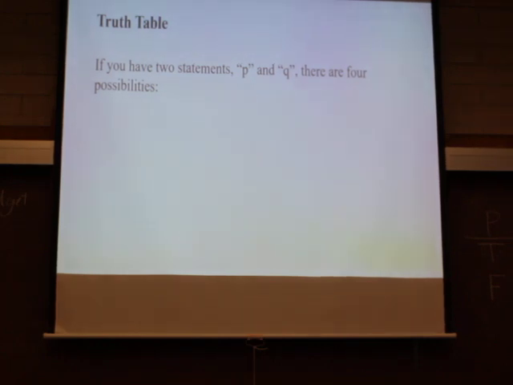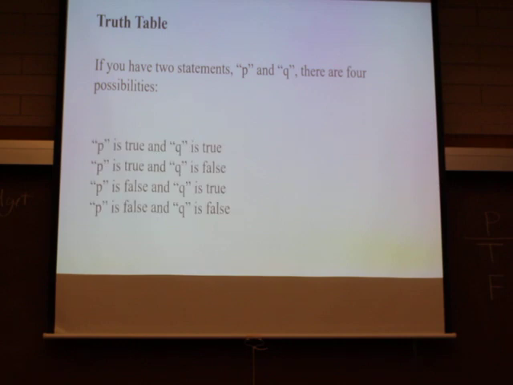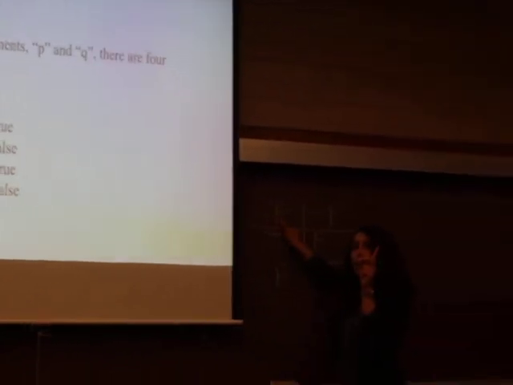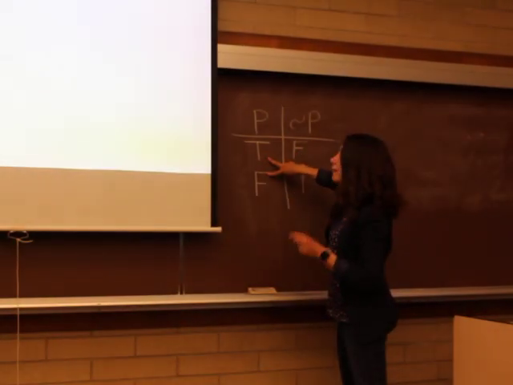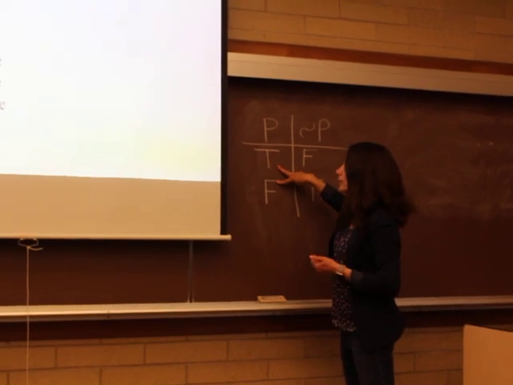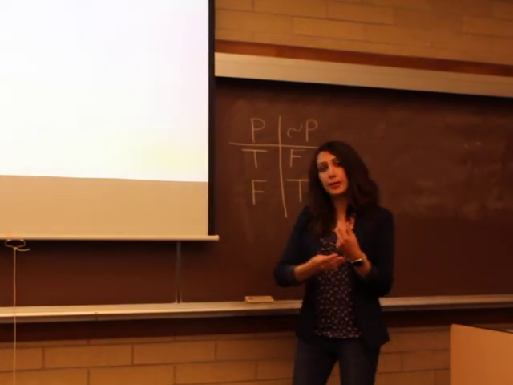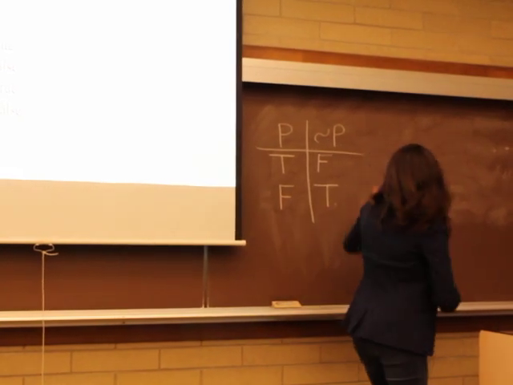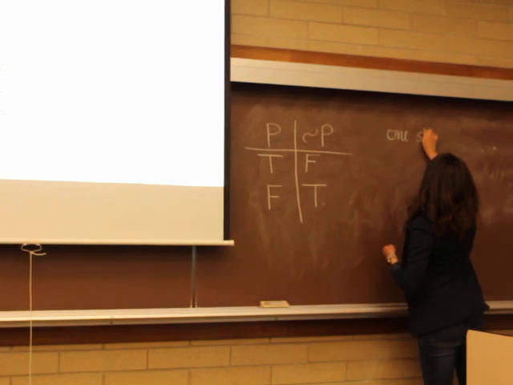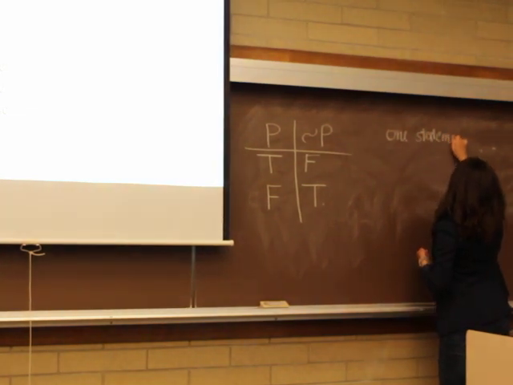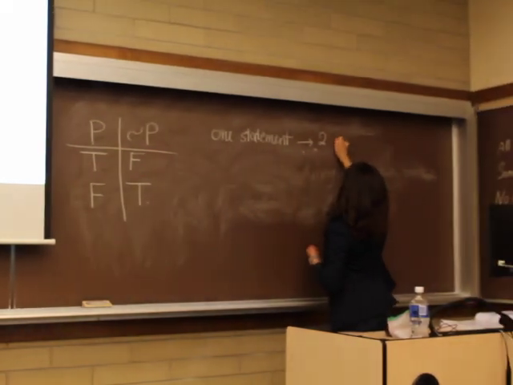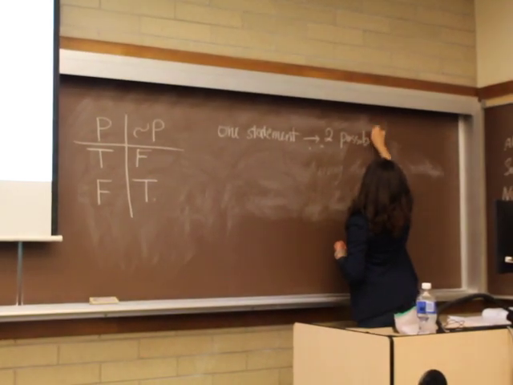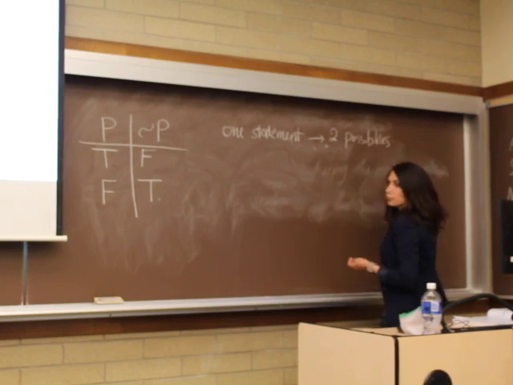Well, I talked about just one statement. What if you have 2 statements, P and Q, right? Well, guys, when I have one statement like P, I have 2 possibilities. It's either true or false. When I have 2 statements like P and Q, I have 4 possibilities, okay? So, one statement like P, I have 2 possibilities. Is either true or false.